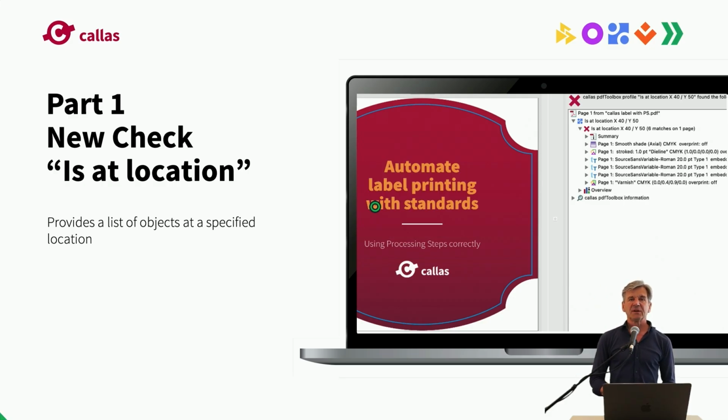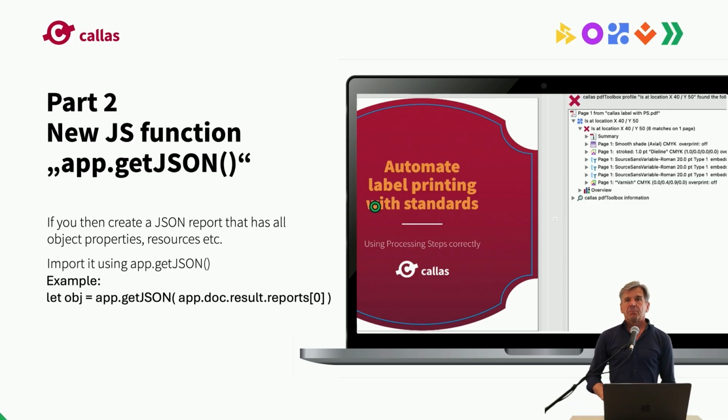And here we've used that on a sample file, and we have a stack of 3 objects there. And in the result view, I could already see all the properties of these objects. But in the process plan, you don't, of course, want to open the result view, so you want to access that information. That is possible by creating a JSON report. So from the check that we've used, is at location, we would create a JSON report.